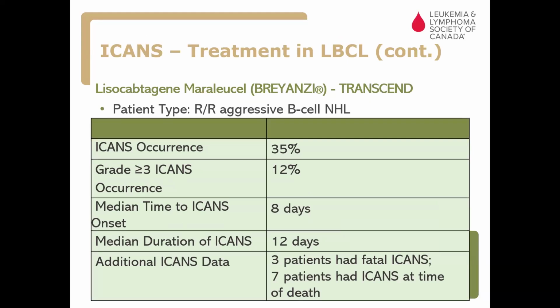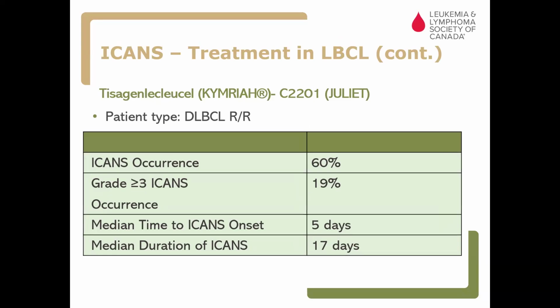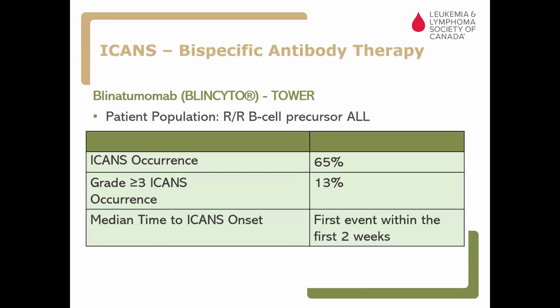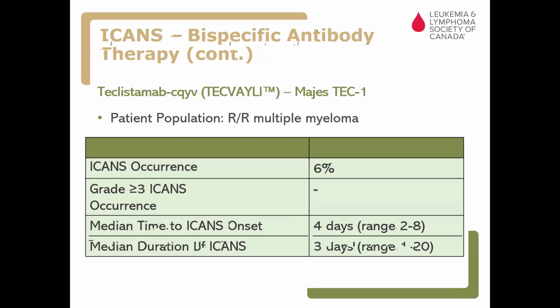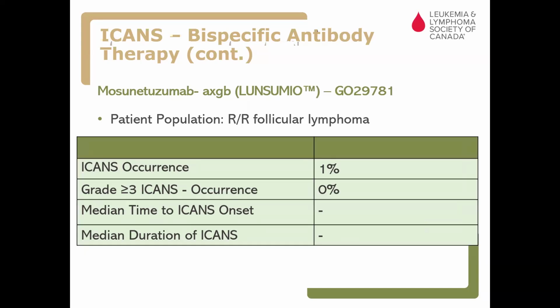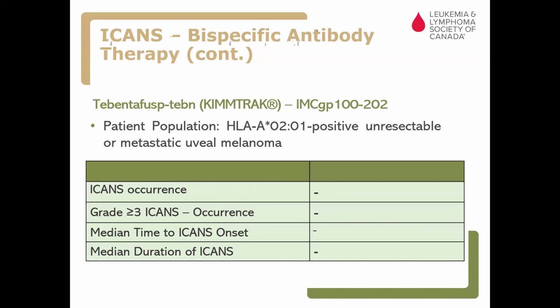Next again is Breyanzi and Kymriah for, again, relapsed refractory diffuse large B-cell lymphoma. Blinatumomab for relapsed refractory ALL patients. Teclistamab. Lunsumio. Kimtrac doesn't really have any evidence of ICANS.